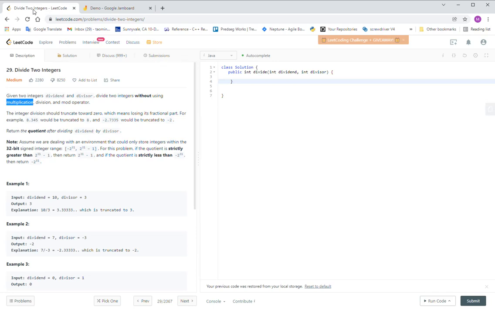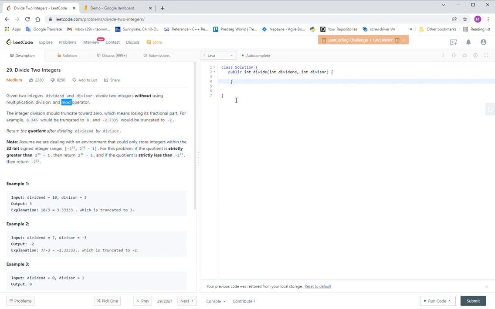Let's look at question number 29. Divide two integers. In this question, it said you cannot use multiplication, division, and mod operator.